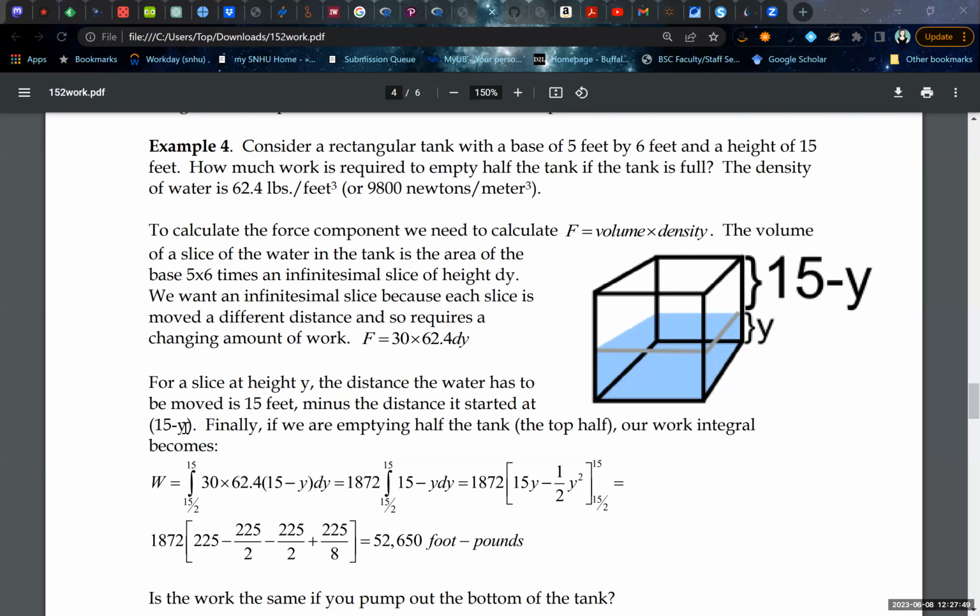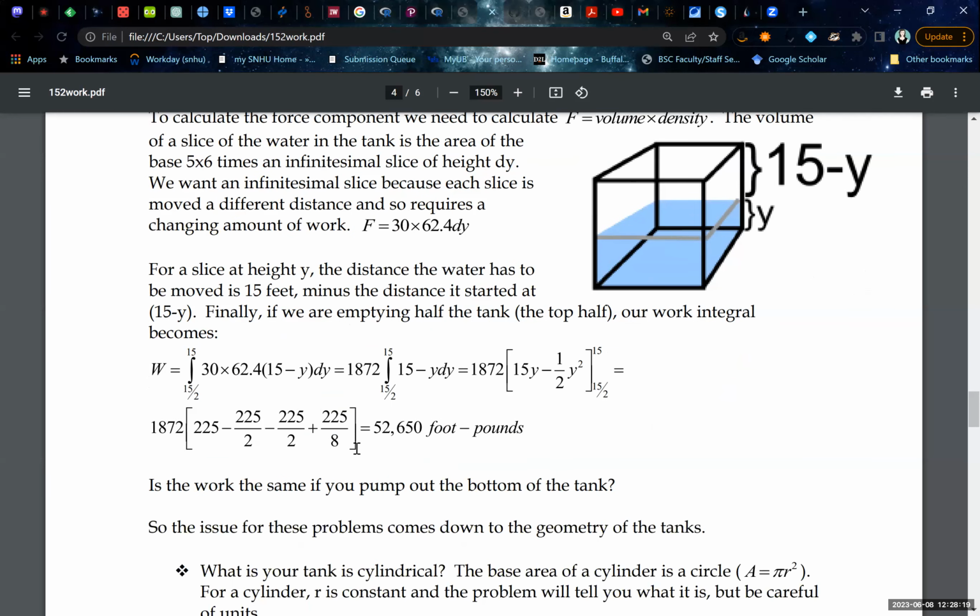Now, this depends on how you set up your y values. If you set 0 to be at the top of the tank, then this is just y, and 15 is the bottom of the tank. But mathematically, I like 0 to be on the bottom and 15 to be at the top. And so my distance traveled is 15 minus how far I started up the tank already. And so when I put this all together, my integral, I'm going to just pump out the top half of the tank in this example.